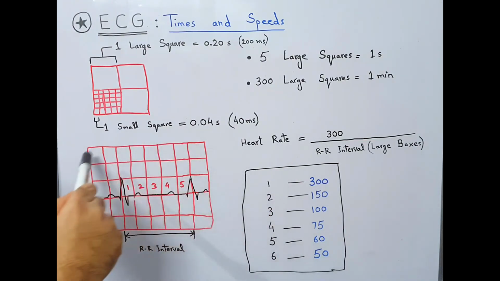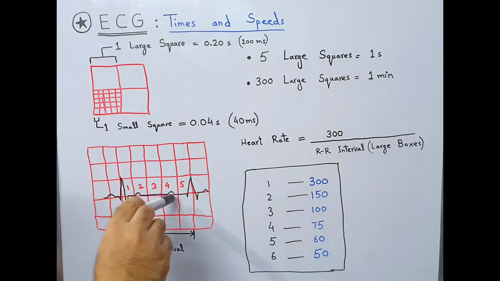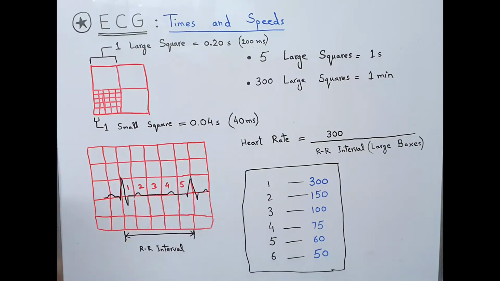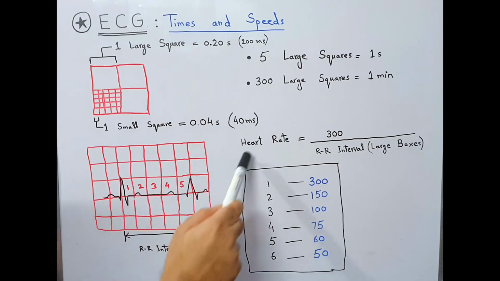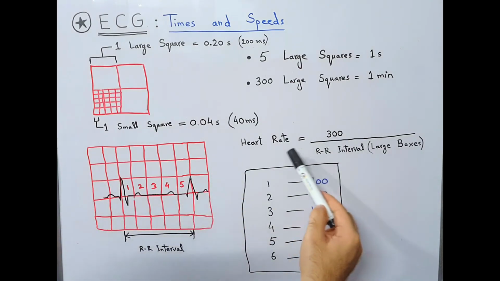Here we have large boxes and an ECG paper is drawn here. There are two ECG waves on it. These are R waves and this is the RR interval. For those ECGs in which the rhythm is regular, we can measure the heart rate from the RR interval. 300 is the magic number here and it is the formula.